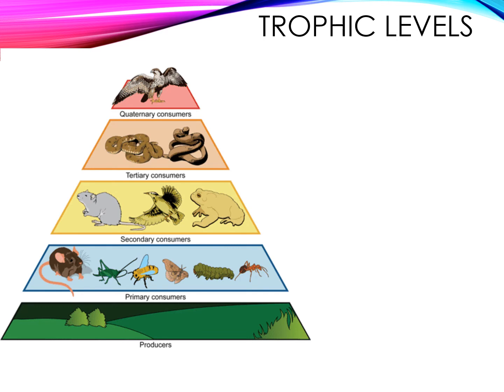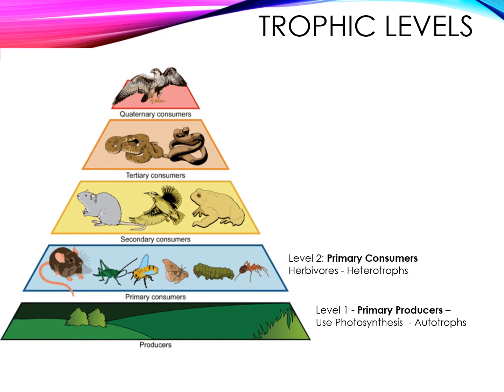So here we have an image that depicts trophic levels. So on the very bottom of this little pyramid, the sturdiest base part is level 1, and that's primary producers. So these are our plants and photosynthesizing bacteria and algae and things like that that use photosynthesis to create energy for everything else. These are considered autotrophs. Then we have level 2, primary consumers, herbivores. So these are the guys that eat the plants. They are considered heterotrophs.